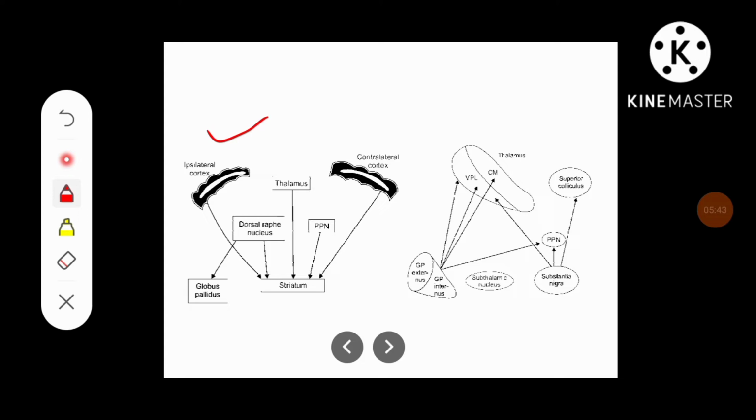These are the different inputs to the striatum. They are mainly from the ipsilateral cortex. They are from the raphe nucleus, globus pallidus, and from the thalamus and pedunculopontine nucleus, and also from the contralateral cortex. The main output nucleus of the basal ganglia is the globus pallidus, which sends its information mainly to the ventral and centromedian part of the thalamus, to the pedunculopontine nucleus, and also to the subthalamic nucleus. And the substantia nigra sends information to the thalamus, the pedunculopontine nucleus, and the superior colliculus.